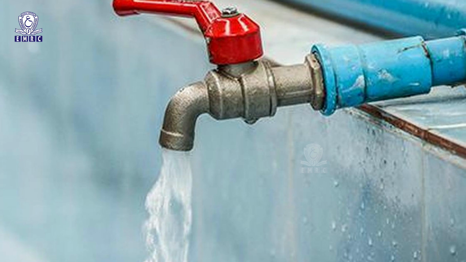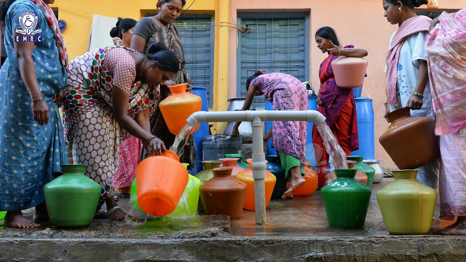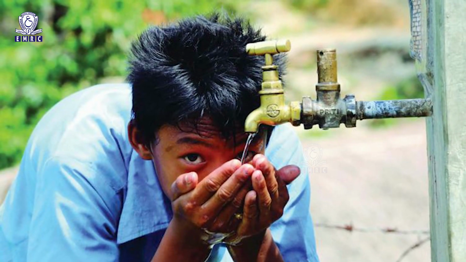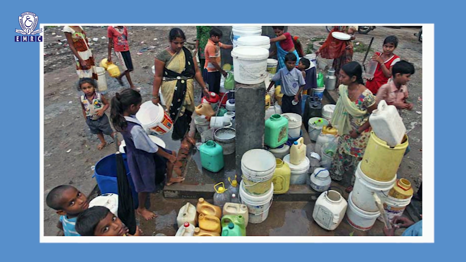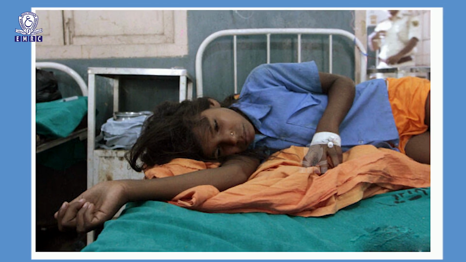Considering the methods of purification of drinking water, it is very strange that half of the urban population in India does not purify drinking water at all. In Kolkata, 3/4 of the population do not purify drinking water, followed by 62% of the population of Delhi. However, the situation is slightly better in Mumbai and Chennai, where 27% and 43% of the population respectively do not purify drinking water. But at the same time, the majority of Mumbai's population purify drinking water by straining only. The situation reveals the danger of waterborne diseases. This may cause serious health problems, especially to slum dwellers and low-income groups, that too mostly among children and infants.